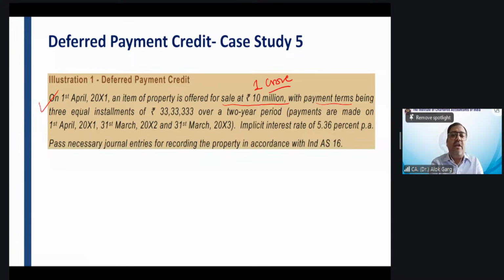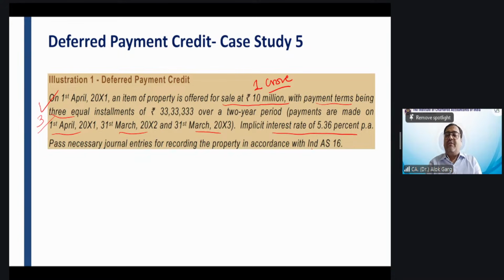With payment terms being 3 equal installments of 33, 33, 33 lakh. So this 1 crore is getting paid in 3 equal installments over a 2-year period. Payments are made on 1st April 20x1, 31st March 20x2 and 31st March 20x3. Implicit interest rate of 5.36% per annum.